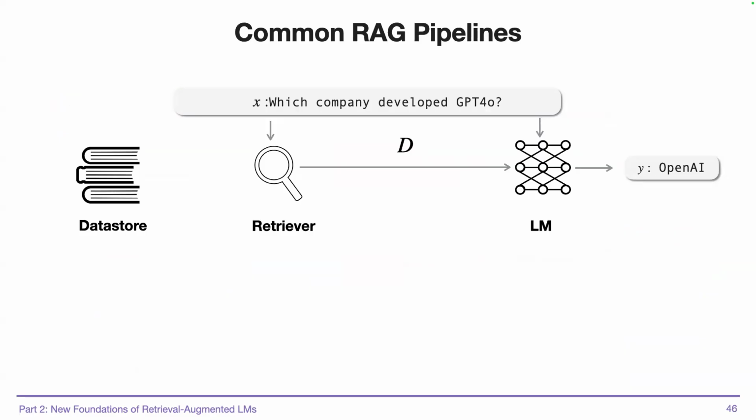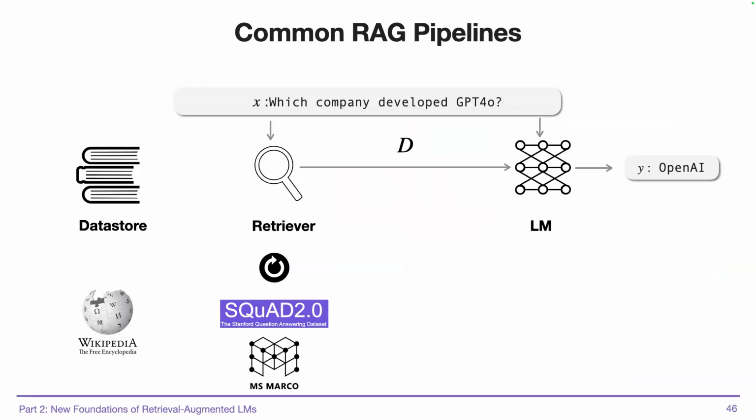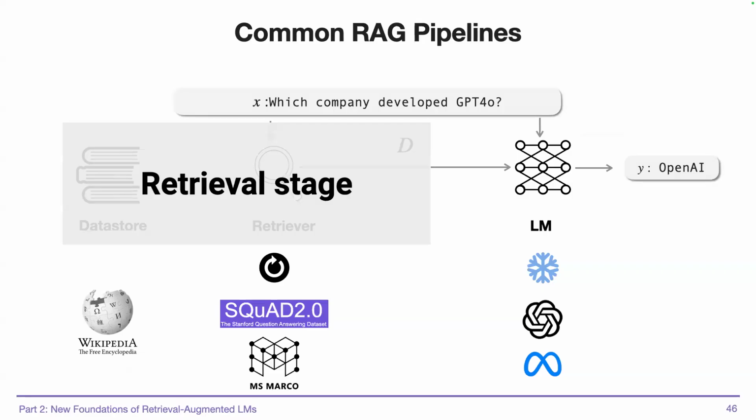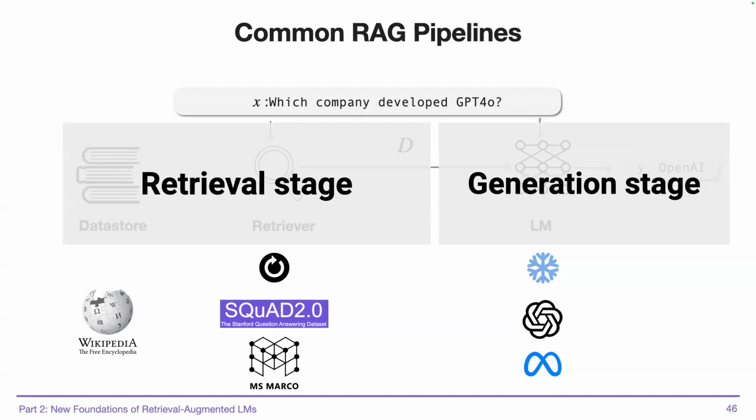Let me recap the common RAG pipeline and the challenges. It consists of 3 key components: a data store, like English Wikipedia, a retrieval system, and a language model. The retriever is typically trained on QA or information retrieval datasets, although many now use off-the-shelf retrievers. This pipeline follows a 2-stage process: first, retrieving everything upfront, and then generating a response. This approach has been shown to be quite effective for simple tasks like question answering.